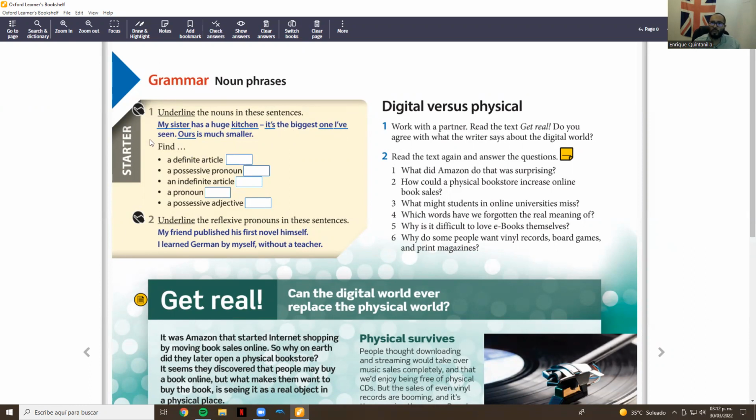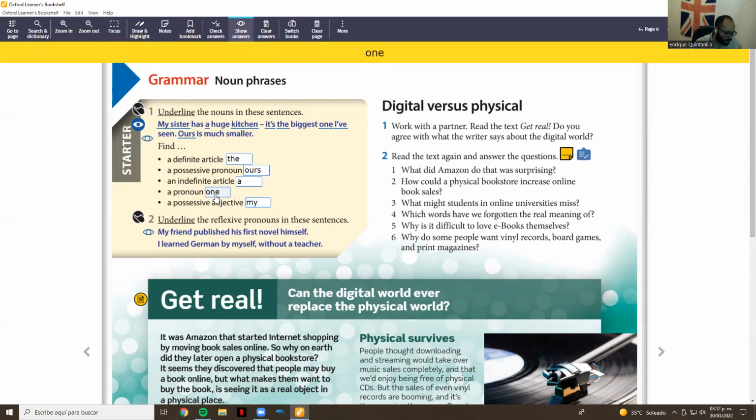Those could be subject pronouns, possessive adjectives, object pronouns, ours. And then we have, it says, find a definite article, for example, it's a definite article. A possessive pronoun, ours. An indefinite article, it is a, you can see it is here. A pronoun, it is going to be one and my. Also subject pronouns, I. It's not mentioned, but it's I.